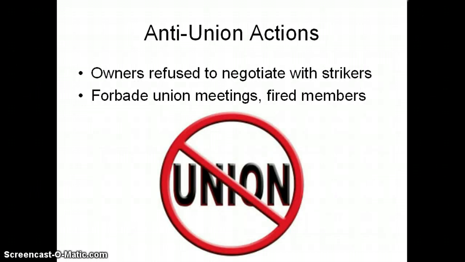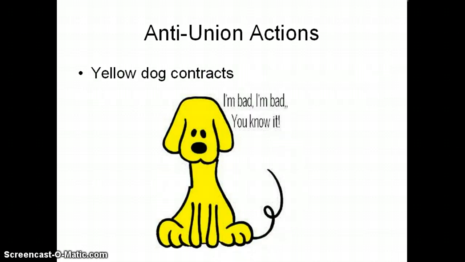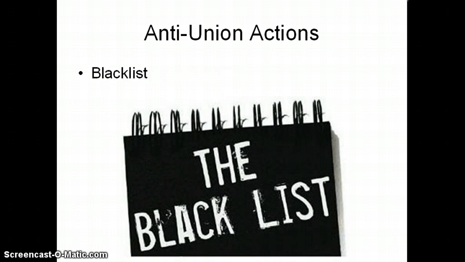The owners of factories were staunchly anti-union because unions would cause them to lose some of their profits. Oftentimes they would refuse to negotiate with strikers. They also forbade union meetings and fired anyone they found to be a member of a union. Other anti-union actions that bosses took were yellow dog contracts. Workers would have to sign these, promising that they would never join a union or go on strike before they would be hired. Workers who were part of unions were often put on a blacklist, so they were unable to find jobs anywhere.